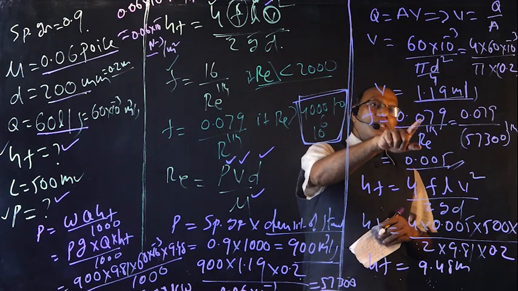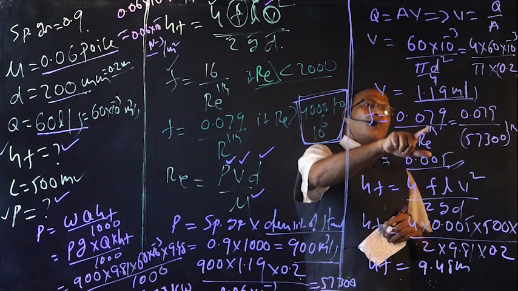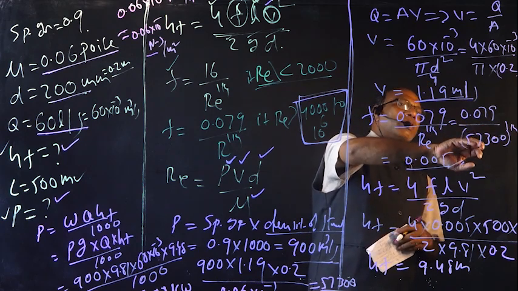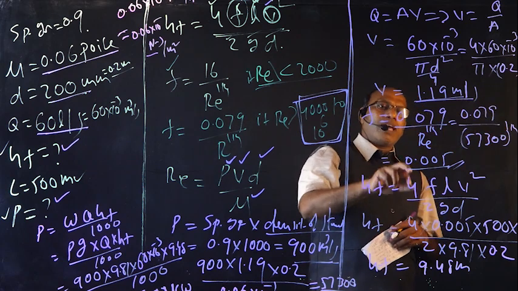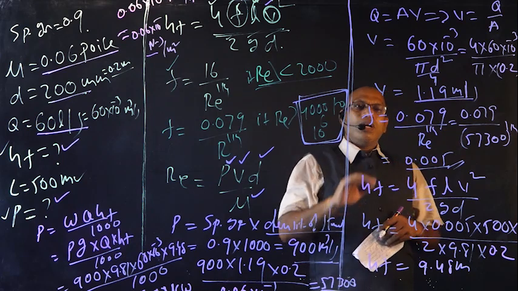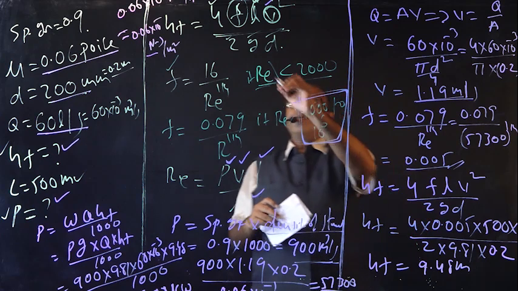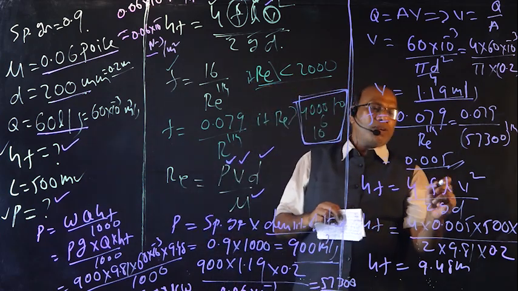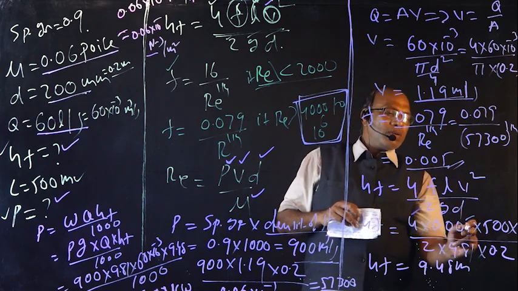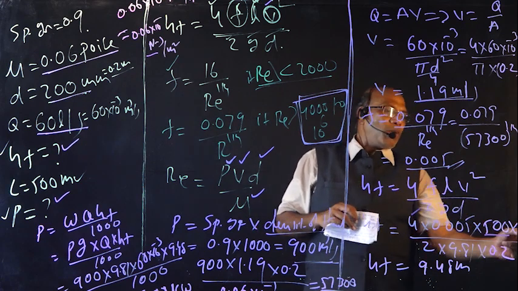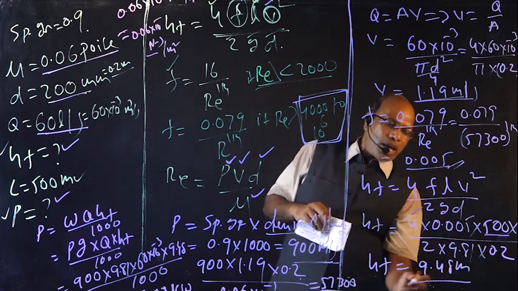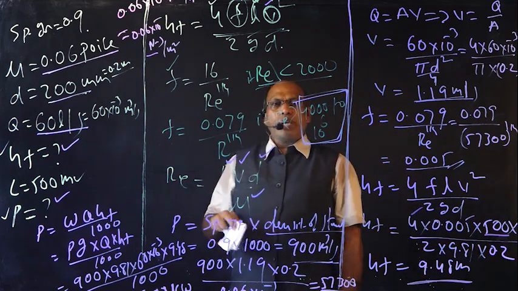Therefore, F is equal to 0.079 divided by Re, Reynolds number, whole power 1 by 4. Based on this formula, I have substituted the Reynolds number value here, that is equal to 57300. Finally, we have the coefficient of friction is equal to 0.005. The coefficient of friction is known to us. Then we are going to substitute the values in the standard equation, 4 FLV square by 2 gD. 4 F is given 0.005, and L is given, that is 500 meters, and velocity, that is 1.19 squared, divided by 2 g, 9.81, diameter 0.2. Finally, we have the head loss due to friction, that is equal to 9.48 meters.